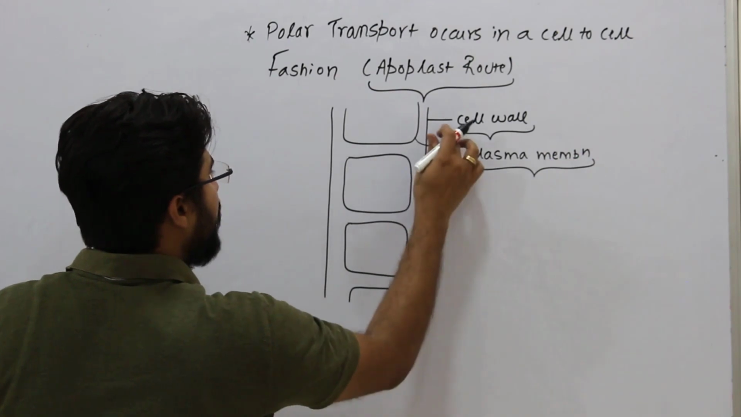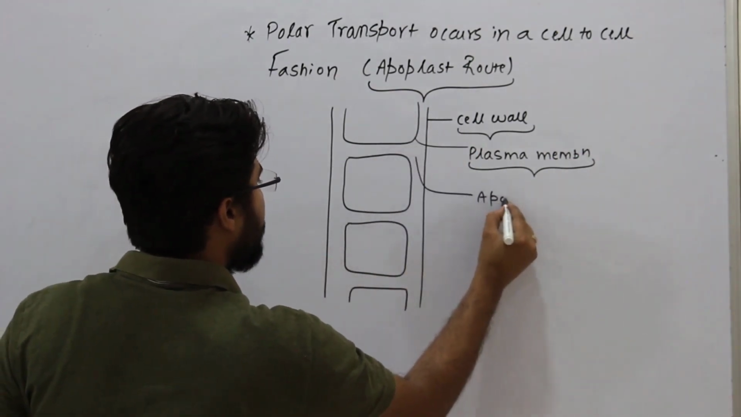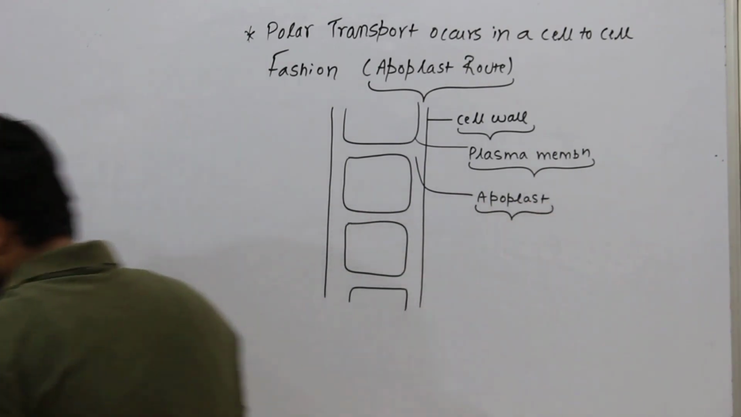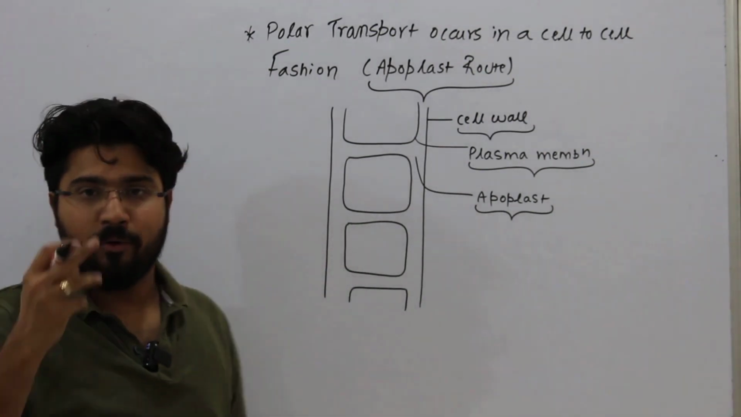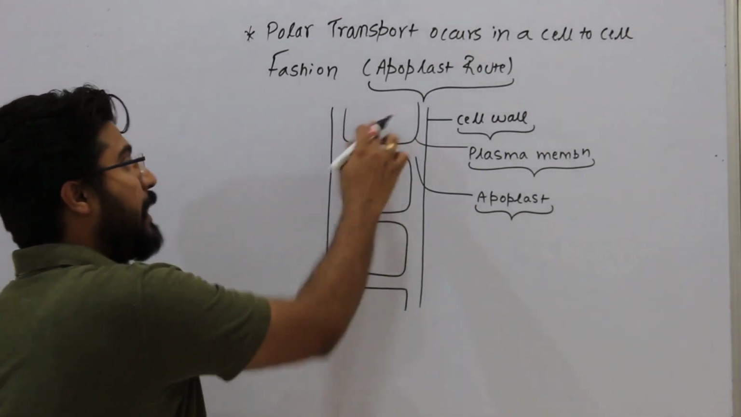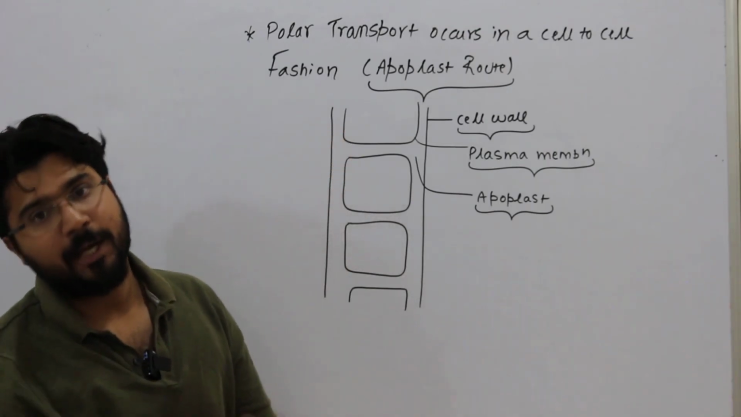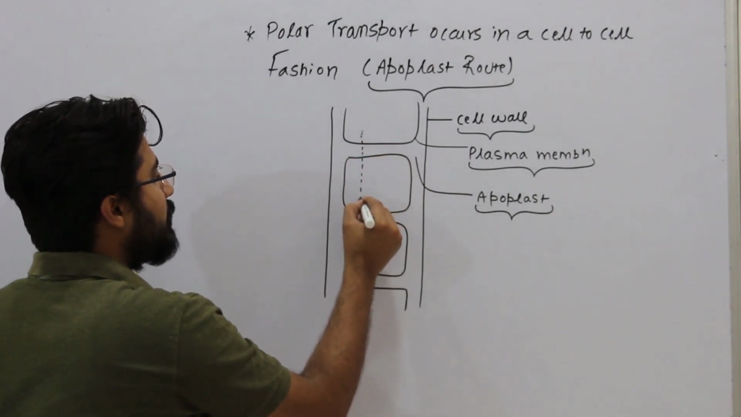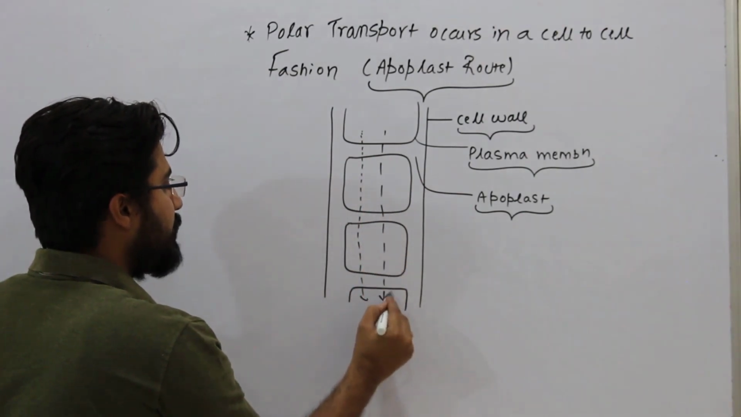This space between the cell wall and the plasma membrane is known as the apoplast space. What I am trying to indicate is that when oxygens travel from one cell to another, these cells can be either xylem parenchyma if it is above ground, or phloem parenchyma if it is below ground. So when oxygens are traveling, they will be traveling in this fashion, which means they will definitely be crossing the apoplast space.